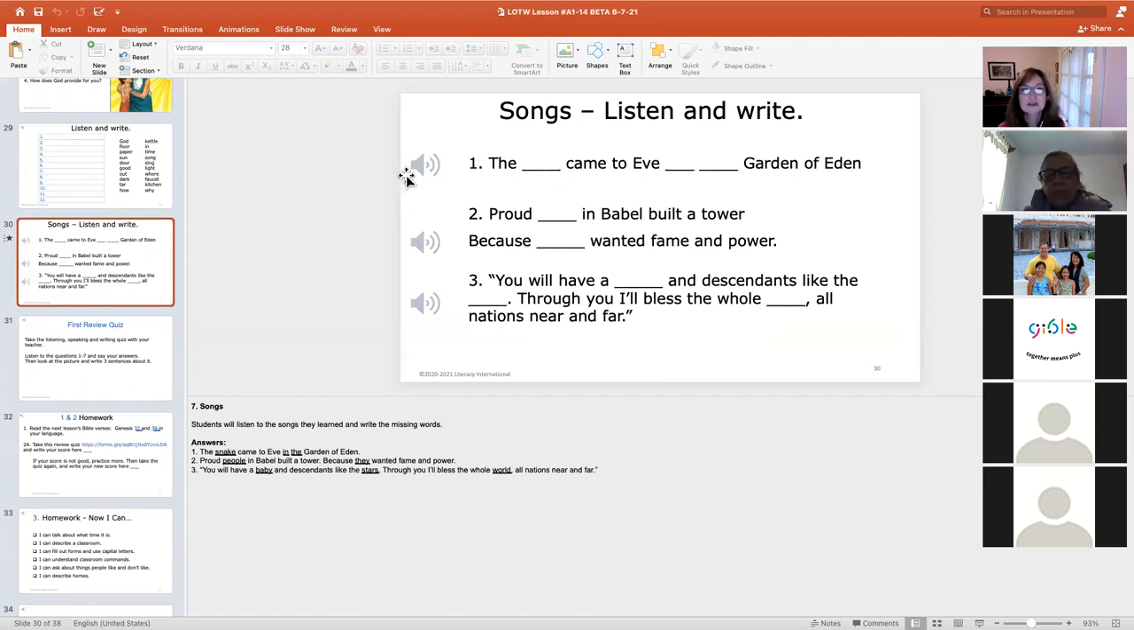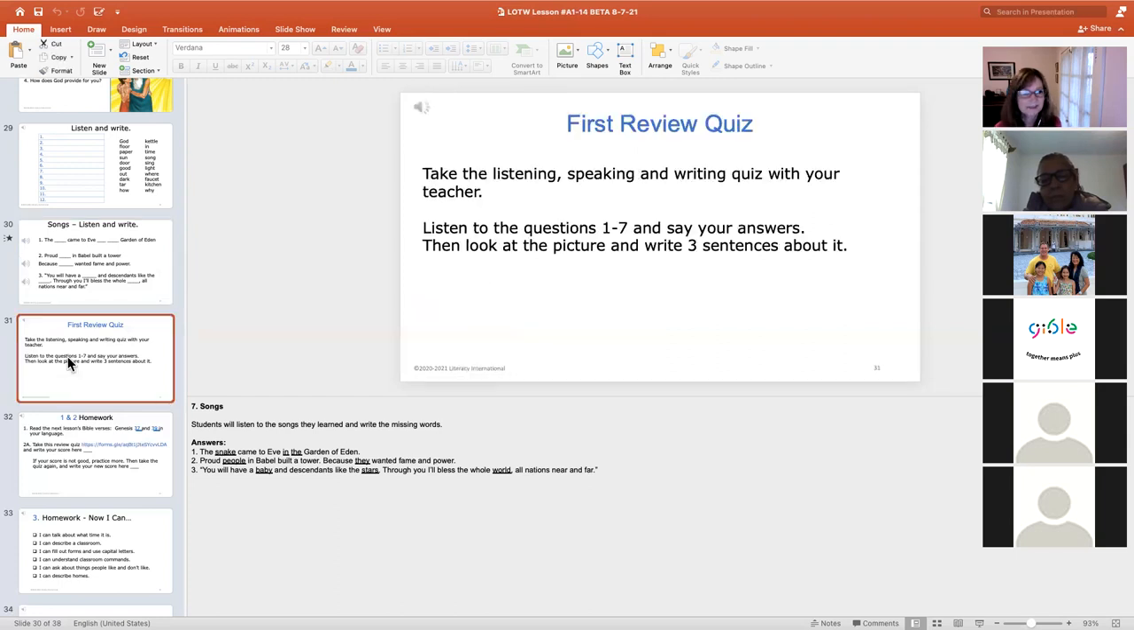But what you'll do is play these songs, and the students listen to the songs and fill in the blanks of the words. And the answers are down here. So number 1, the snake came to Eve in the Garden of Eden. And you may have to play that section of the song a few times for them to hear it and get it down. But again, these should be familiar songs. They've heard them in class. They've also had the chance to listen to them at home if they have YouTube. And they've sung these songs, so they should know them.